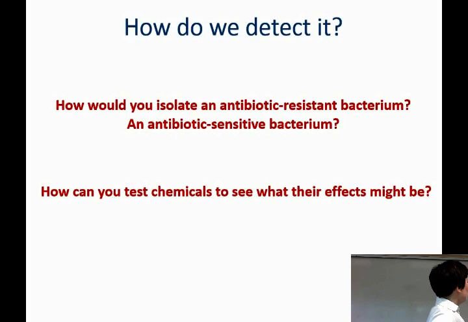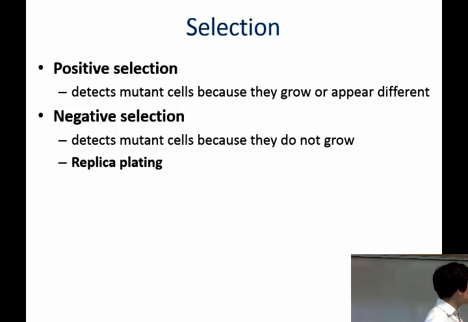How do we know if we have a mutant? How can we tell if a population that previously was sensitive to, say, an antibiotic now is resistant? How can we test chemicals to see what their effects might be? We have two ways of doing this: positive and negative selection. Positive selection is when we're looking for a mutant cell that's doing something it couldn't do before.